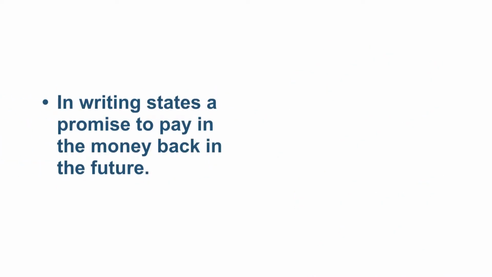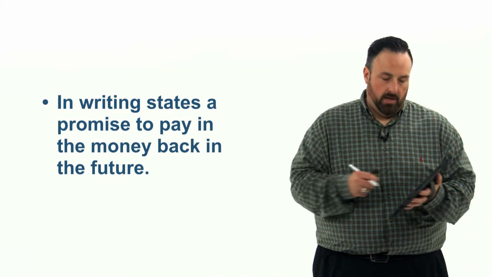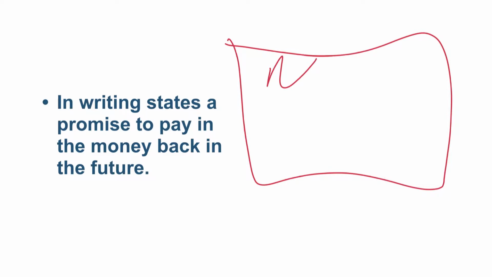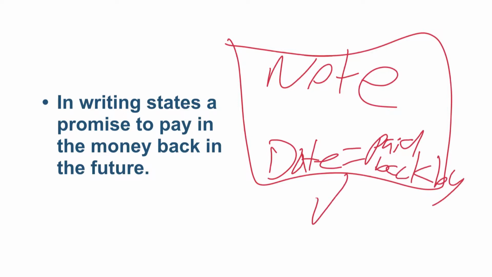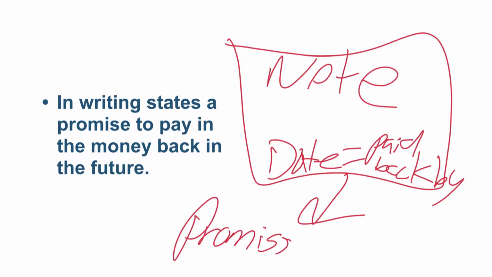Okay, now what you need to know in regards to a note is that in writing on the note, it will state a promise to pay back the money in the future. So it'll have a date on when it needs to be paid back by. And this type of note is a promissory note. Now remember, just like anything in life, if you make a promise, you got to stick to it.